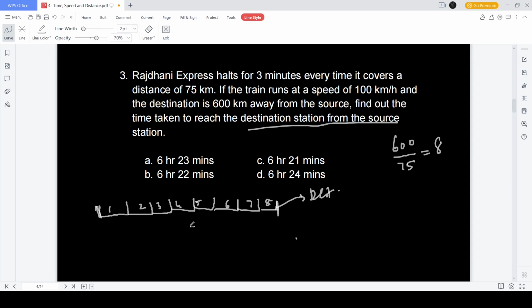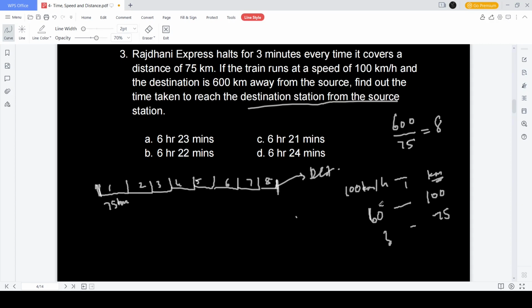So first we need to find out how much time it takes to finish 75 kilometers. If he's going at 100 kilometer per hour, how much time does it take? Basically 1 hour, that is 60 minutes. He covers 100 kilometers in 60 minutes. So 75 kilometers, how much time does it take? It's a cross multiplication thing. So we multiply this and divide. You get 75 into 60 by 100. So this cancels 4 times, this cancels 3 times, this 15 times. So 45 minutes it takes. So this takes 45 minutes.